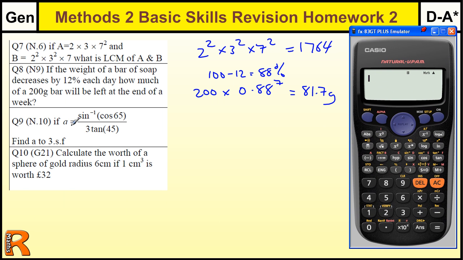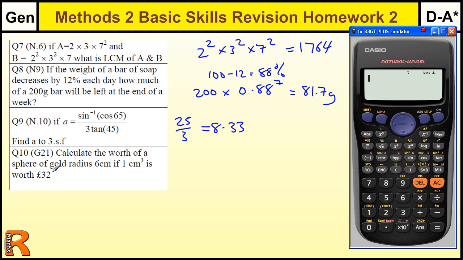This is a calculator question. It's just using the calculator, so we've got to type this into the calculator. We need to find a, which is all this stuff here. So let's put the fraction line in. The sine to the minus 1, which is shift sine. Then we've got cos. And then we've got 65. We need to close the bracket for the cos, close the bracket for the sine. Go to the bottom of the fraction. We've got 3 lots of tan 45. Close that one, press equals, and it gives us 25 over 3, which in 3 significant figures is 8.33.